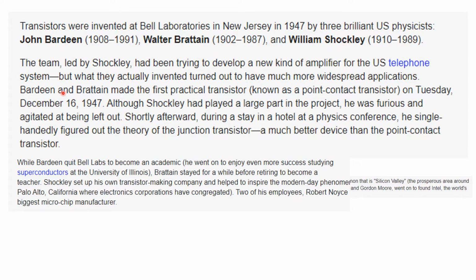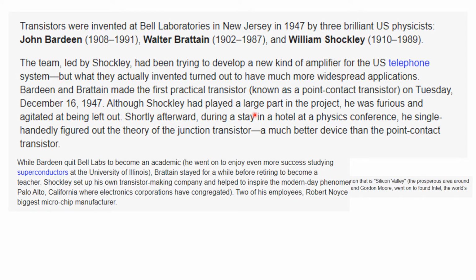Shockley was the manager, and his team had been trying to develop a new kind of amplifier for the telephone system. But what they actually invented turned out to be much more widespread. These two guys, who worked for Shockley, made the first practical transistor, a point contact transistor, on this date in history, kind of a famous day.